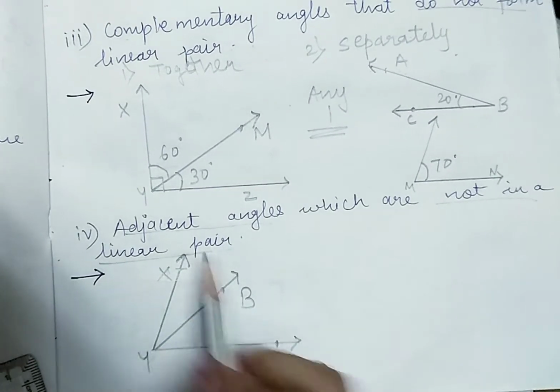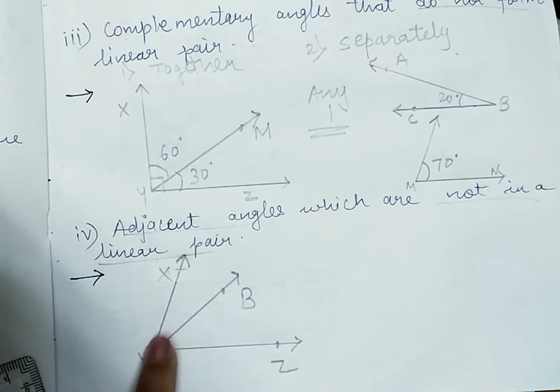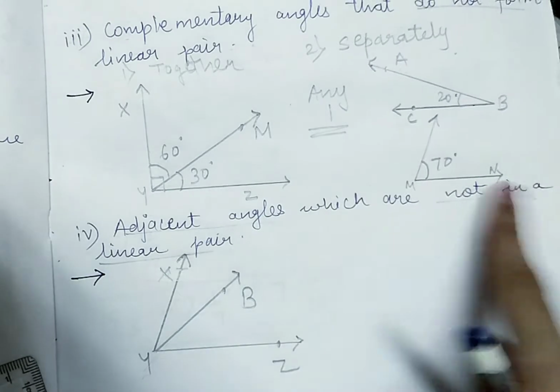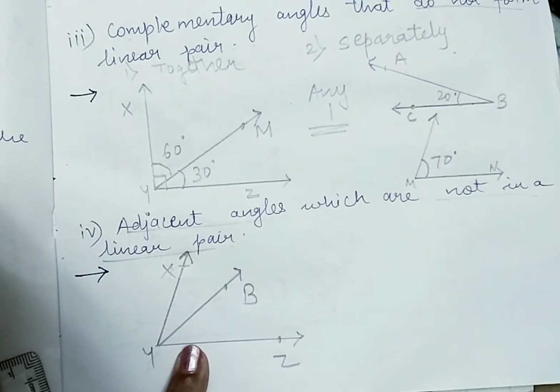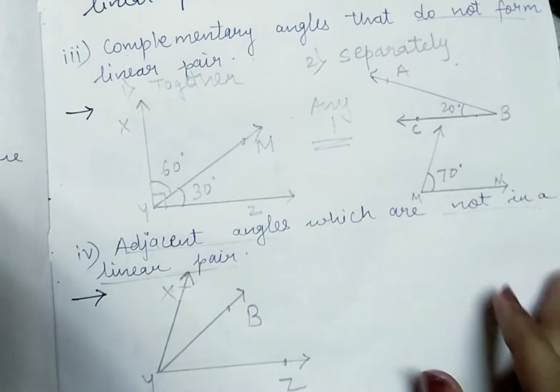Now what is a linear pair? Two angles in a straight line. So these two angles are not in a straight line. These two are just adjacent and they are not a linear pair. Also the sum is not 180 degrees. So this can be drawn. Let us see the next one.